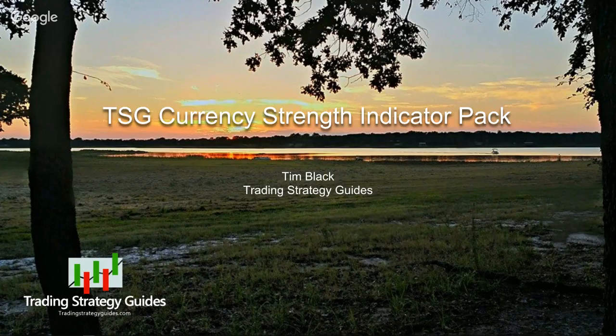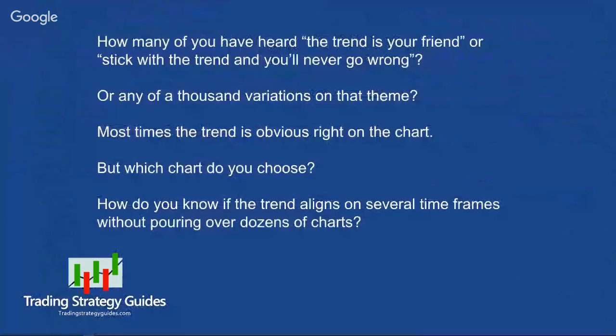I'm sure that if you've been trading for more than 5 minutes, you've heard the trend is your friend. Stick with the trend and you'll never go wrong. And that's true. But sometimes the trend is not obvious. Most of the time you can see it on the chart, but which chart do you look at? Which time frame? How do you know that the trend is working on the time frame that you want to trade? How do you know if it aligns? You just have to go over dozens of charts.